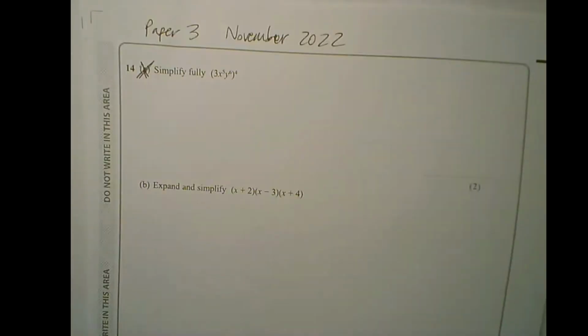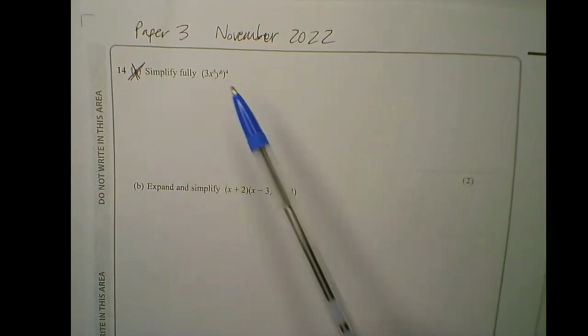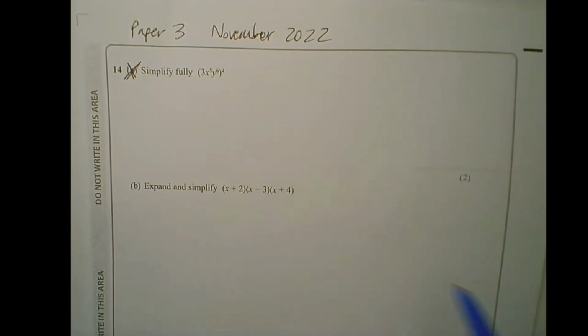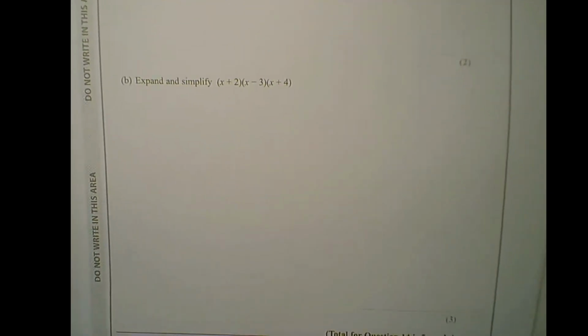All right, let's go to the next question. And this is from paper 3, November 2022. We're going to ignore part A because it's not part of expanding brackets. And we've got the next part here. So we have now got this question here.